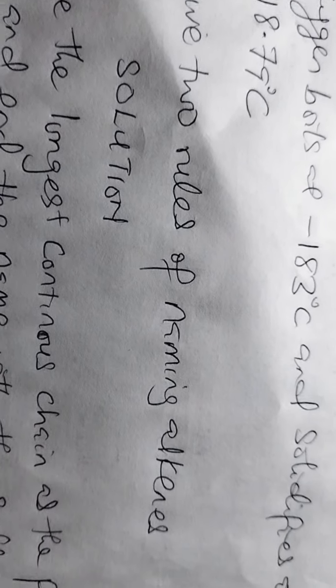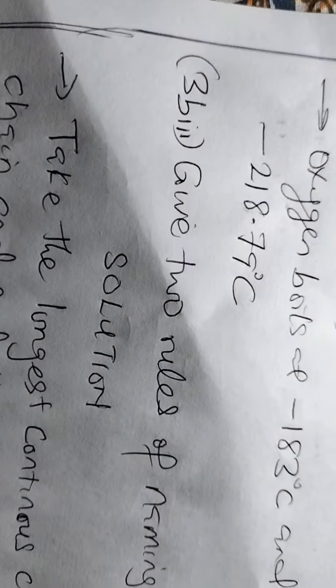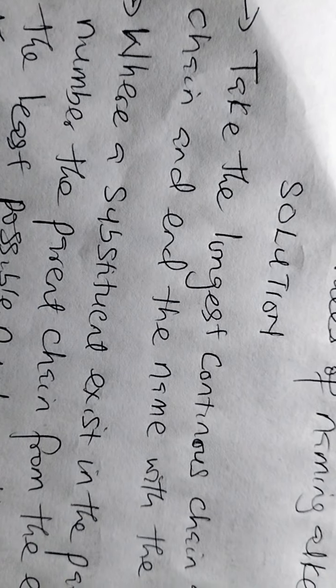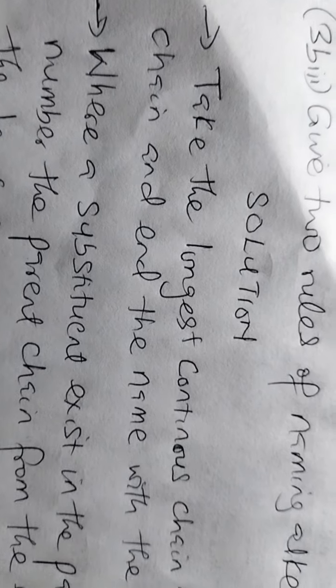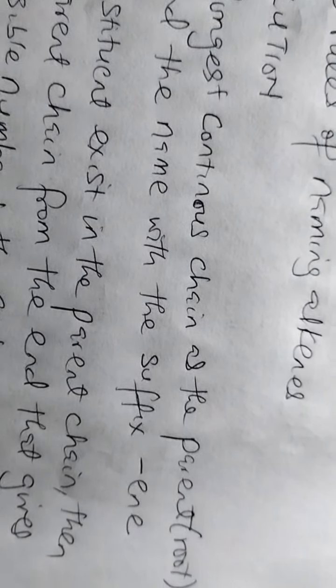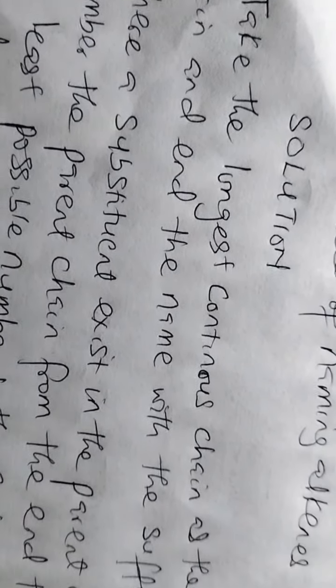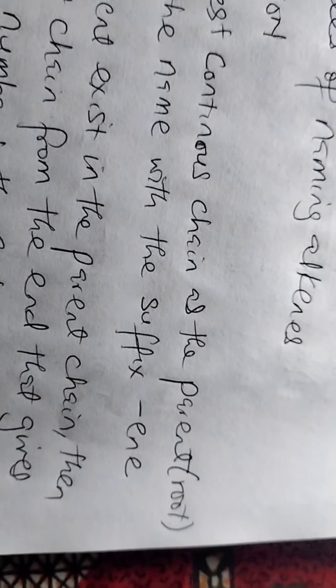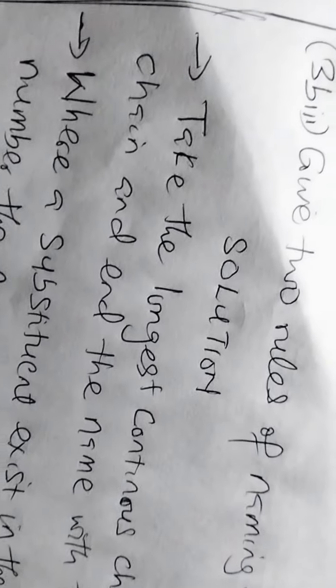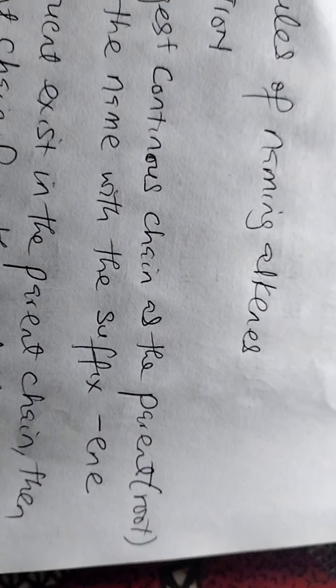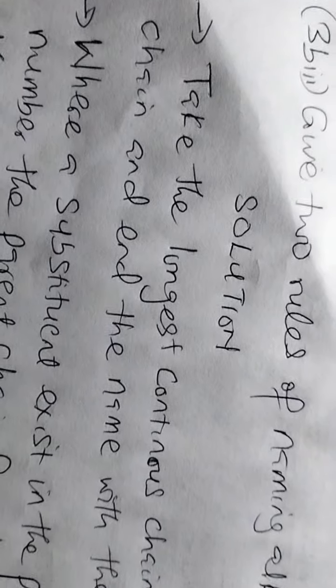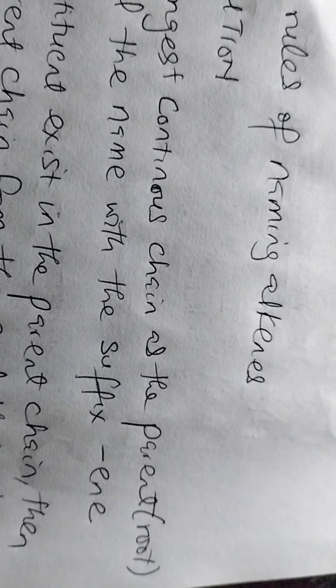3biii says give 2 rules of naming alkenes. Solution. The first, we say take the longest continuous chain as the parent, or in bracket root chain, and end the name with the suffix ene. I come again. Take the longest continuous chain as the parent, or root chain, and end the name with the suffix ene.